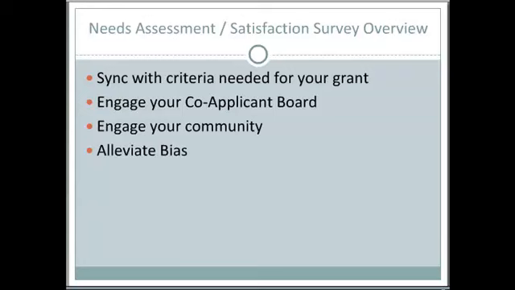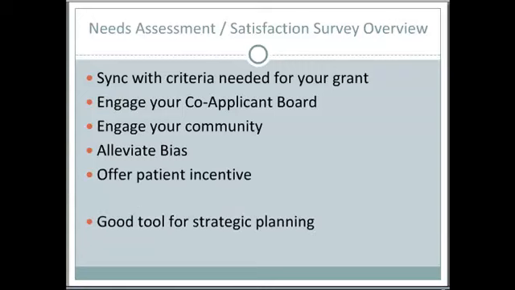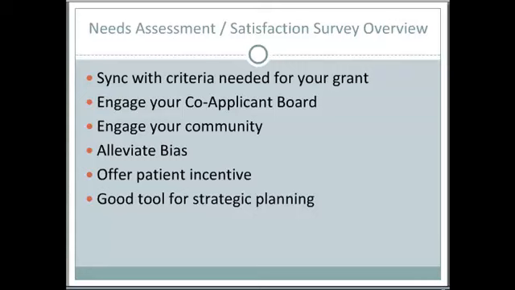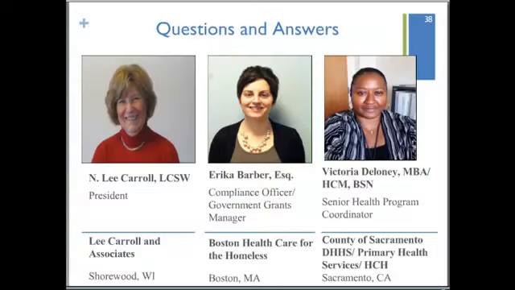Alleviate bias by having volunteers or non-clinic staff conduct the survey interviews. Offer patient incentives, and it's a good tool for strategic planning. Each time we do our survey, some items stay the same on our strategic planning and we continue with those, but then it brings up something new, like the one we had now, clothing. Collaborate with other grantees, and not just other grantees, but also other community advocates serving the same population. And thank you. I'll pass it back on to Julie.